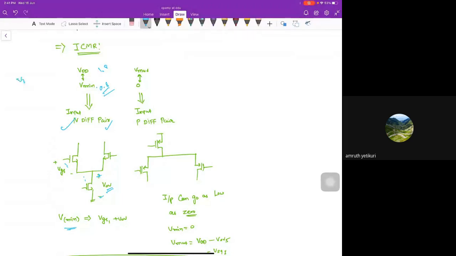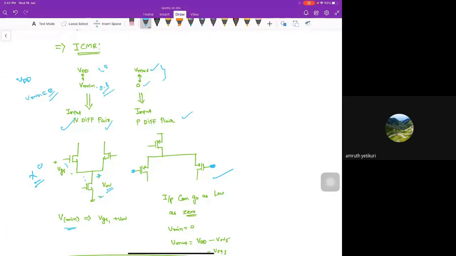If V minimum is 0 and V maximum is VDD, can I go for the NMOS pair? No. If my V minimum is 0 and V maximum is some voltage, we have to go for the PMOS pair, because the PMOS input can go as low as 0. So that's why I have to choose the PMOS topology. So all these things cover many interview questions till now.